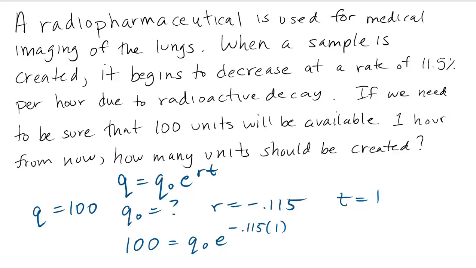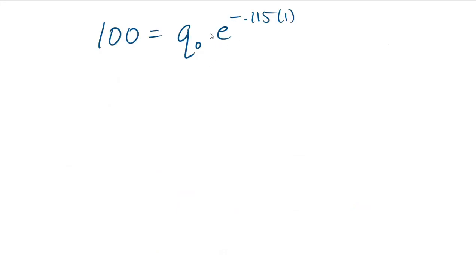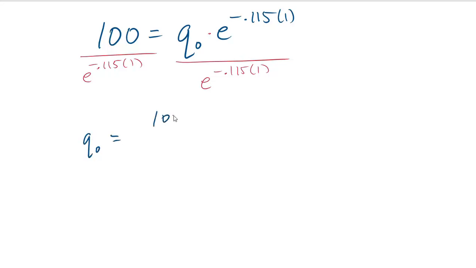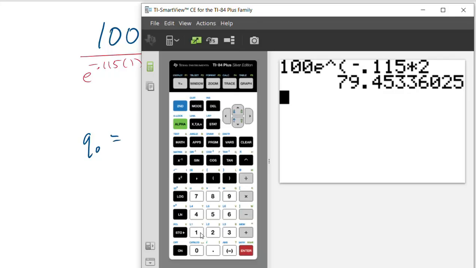We transfer this to another slide. To solve for Q sub 0, remember that this is implied multiplication, so we're going to divide by the exponential expression. And so Q sub 0 is equal to 100 divided by e to the negative 0.115. Multiplying by 1 doesn't change the exponent. But let's turn this into a practical number that we can understand. 100 divided by e to the negative 0.115.